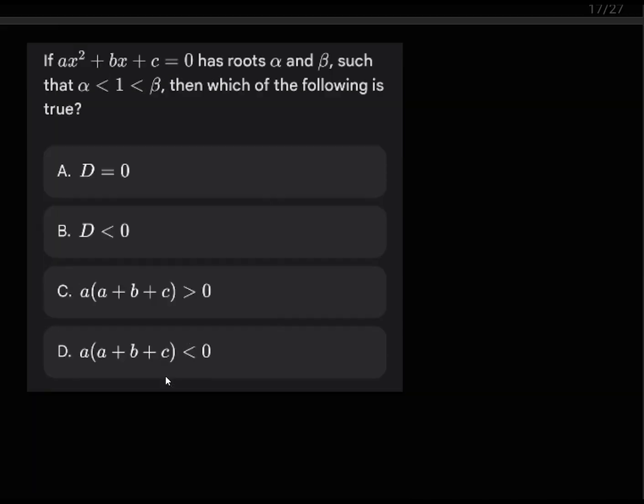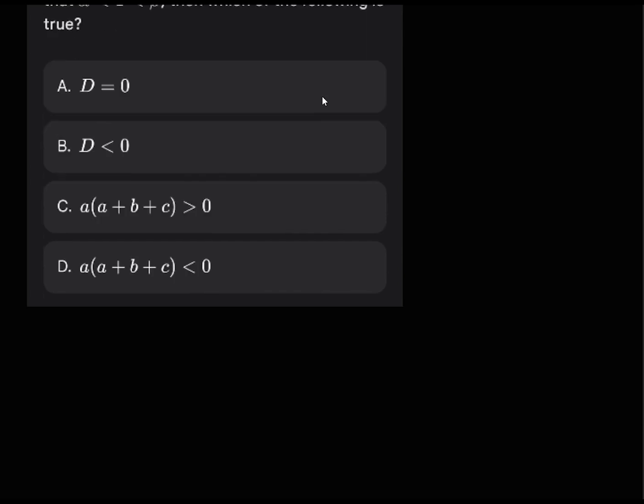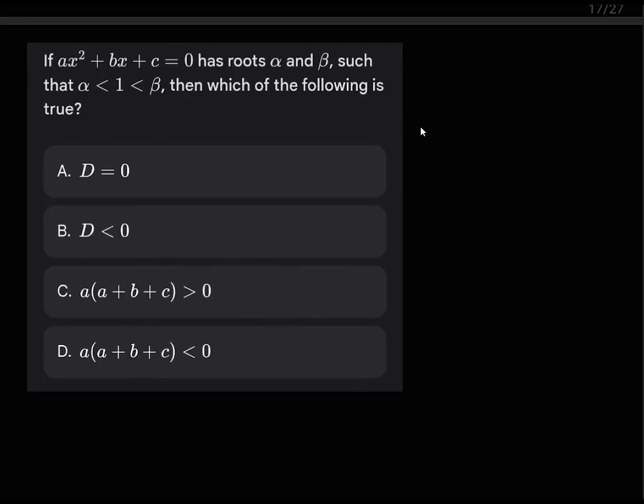Now let's just take an example. If ax square plus bx plus c equals 0 has roots alpha and beta such that alpha is less than 1, less than beta, then which of the following are true? They have given the quadratic expression as y equals ax square plus bx plus c with roots alpha comma beta. And they have said that 1 lies between alpha and beta.